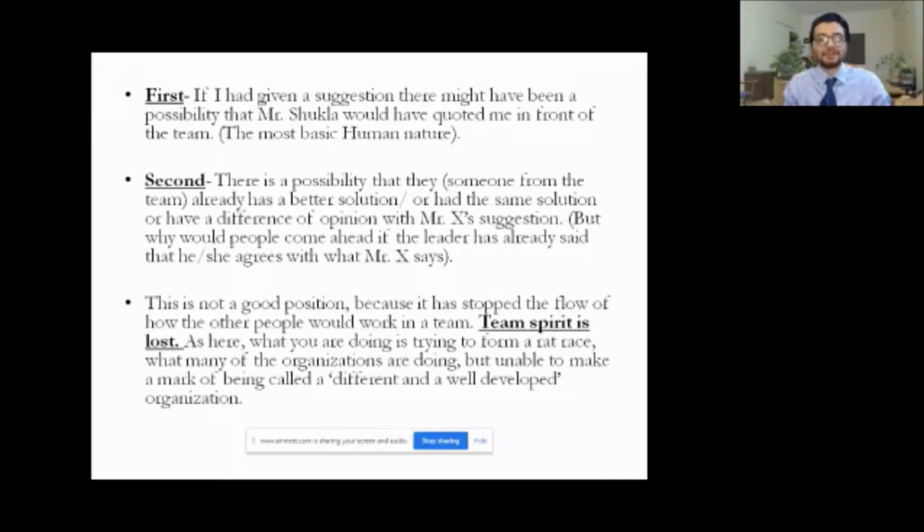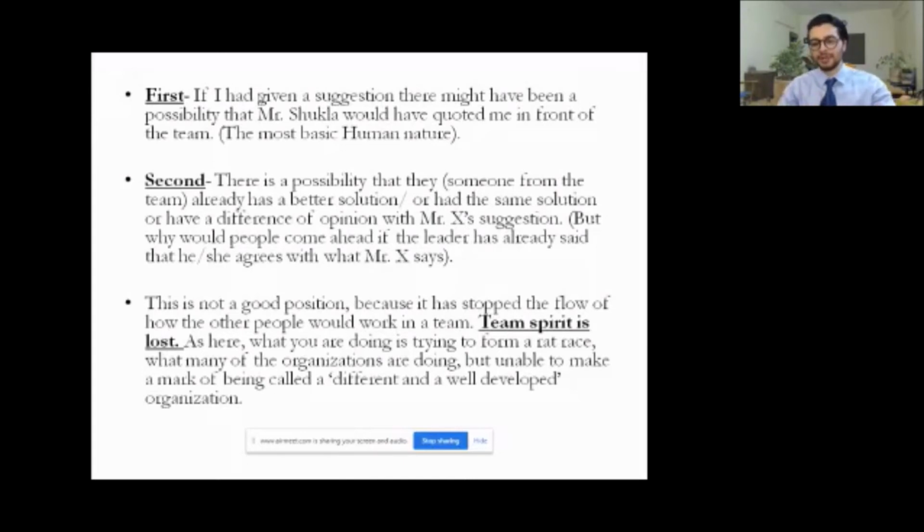It might be that they are not feeling very accustomed to me or the leader at that point in time. Second, it might be that they had the same solution that Mr. X had given. And the third would be that there was a difference of opinion with Mr. X. These might be the three possibilities. But why would people come ahead if the leader has already said that he or she agrees with Mr. X? That is the point that you need to change now.